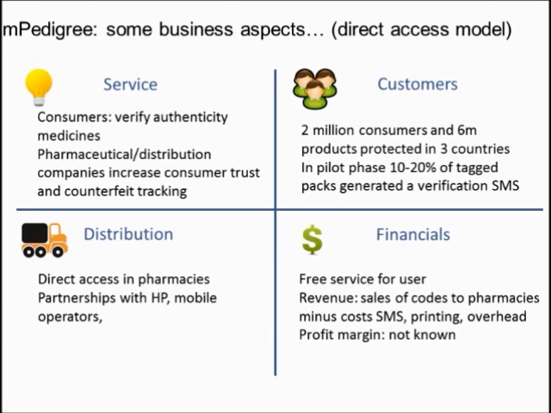About the financials, we do not have that many detailed figures. We can only say that the revenue is the sales of the codes to the pharmacies, minus the cost it is to offer those SMSs for free, the printing of the labels on the packaging, and the overhead, of course. So the profit margin we do not know for this service.